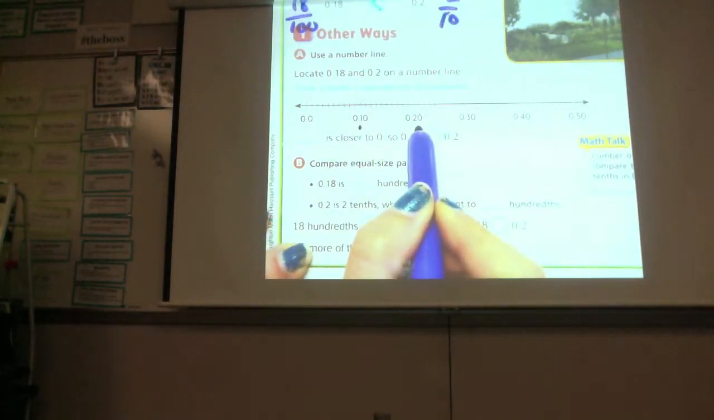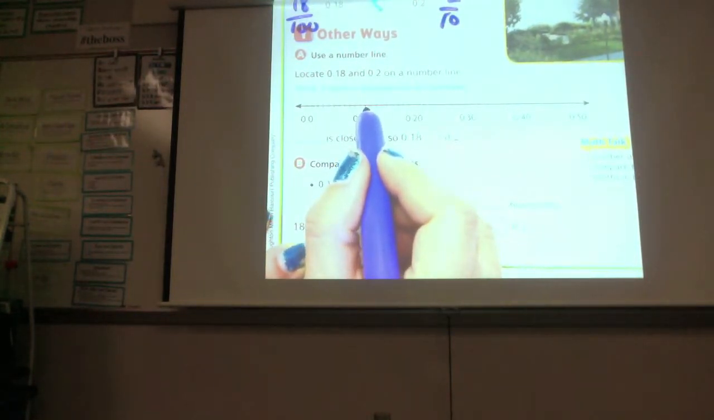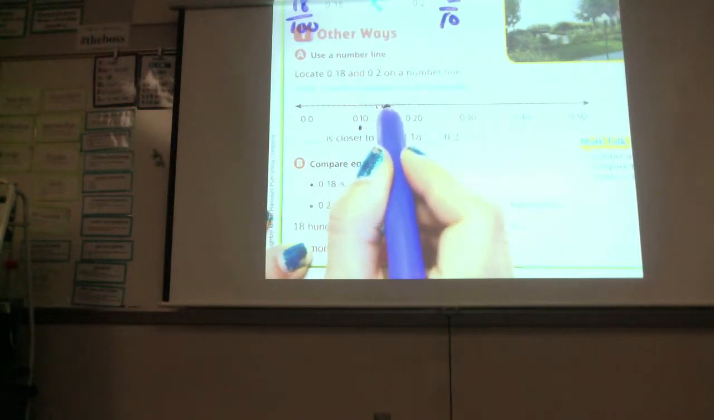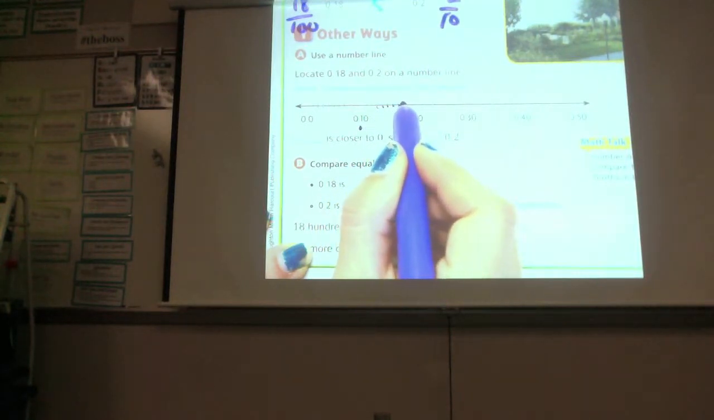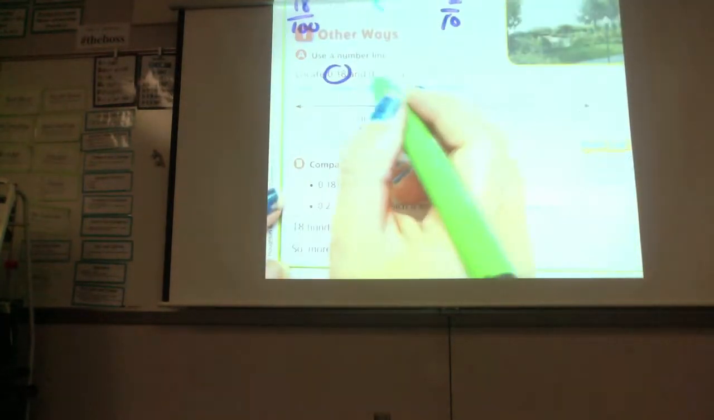10 hundredths. How many hundredths are at this point? 20 hundredths. So to find 18 hundredths, I start at 10 and say 11, 12, 13, 14, 15, 16, 17, 18 hundredths right there. Go ahead and mark yours. Now I'm going to mark my 2 tenths.